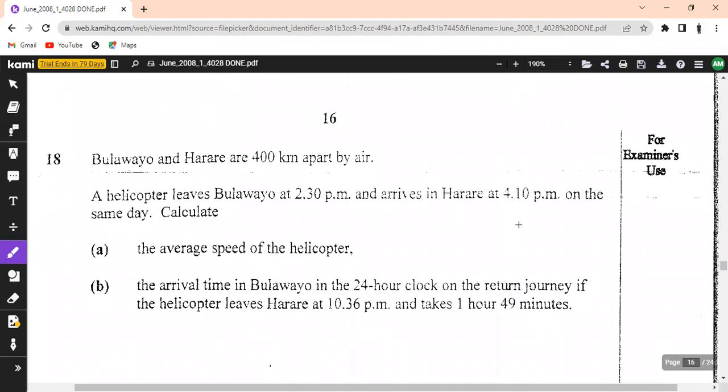Okay. Anyways, we are given that Bulawayo and Harare are actually 400 kilometers apart by air.